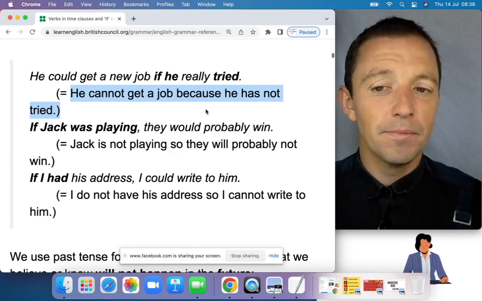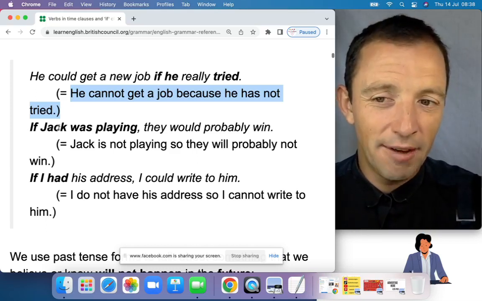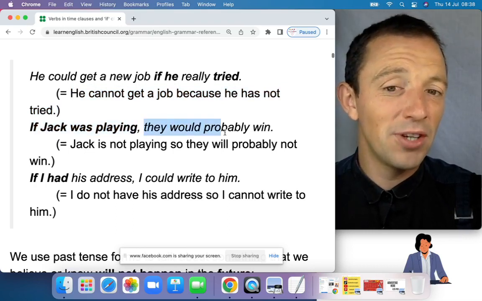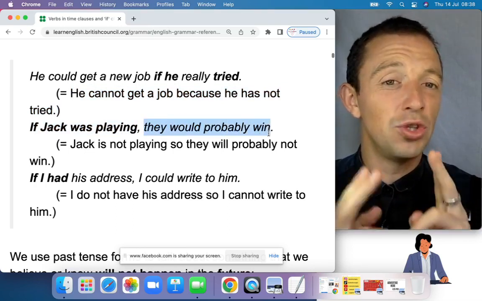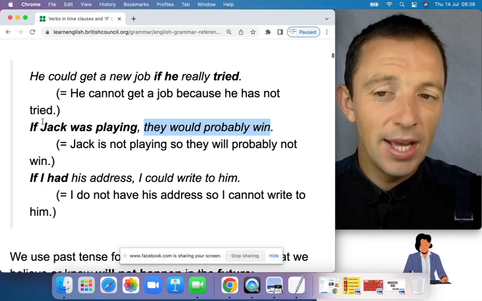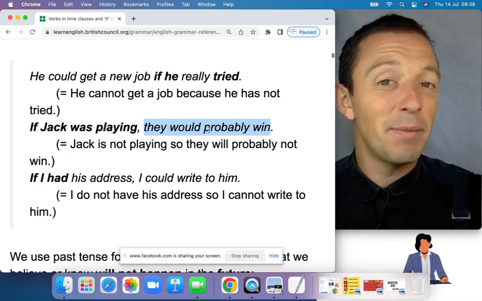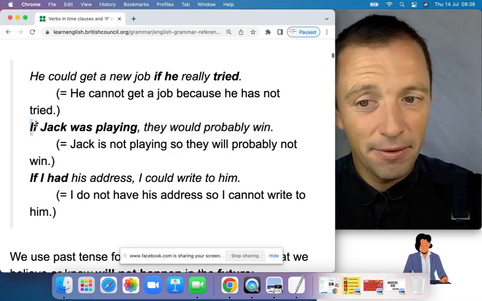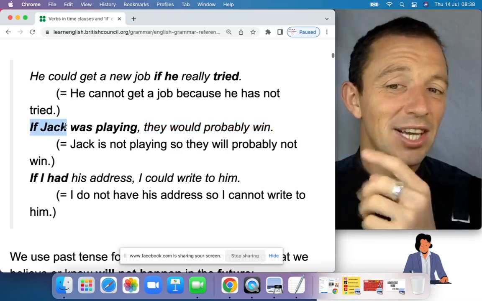Okay, next we have the conditional clause: if Jack was playing, plus the principal clause, they would probably win. So again, two clauses. The second clause is the hypothetical. So they would probably win hypothetically if Jack, past tense, was playing.